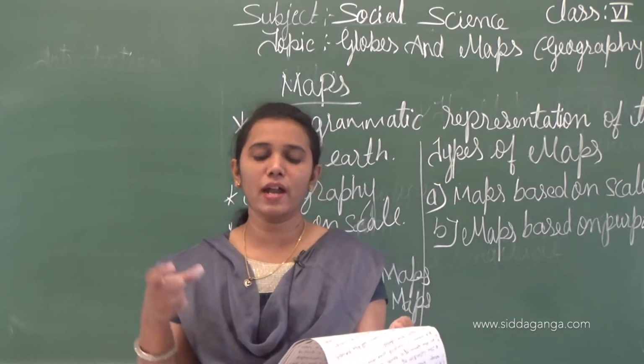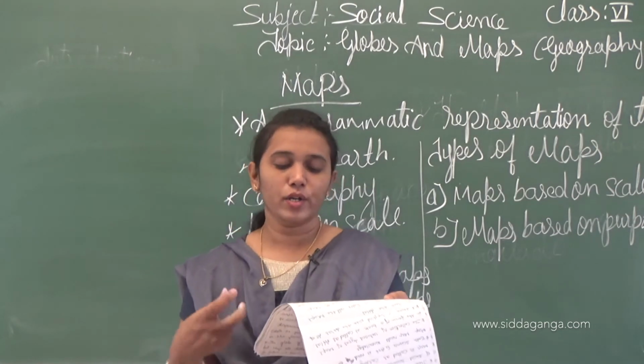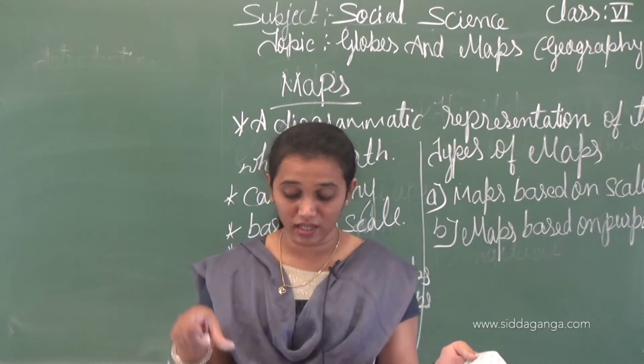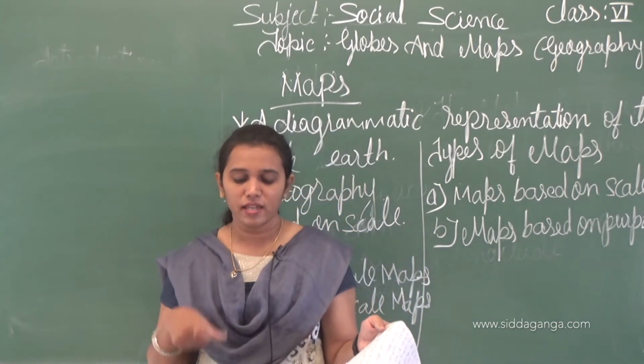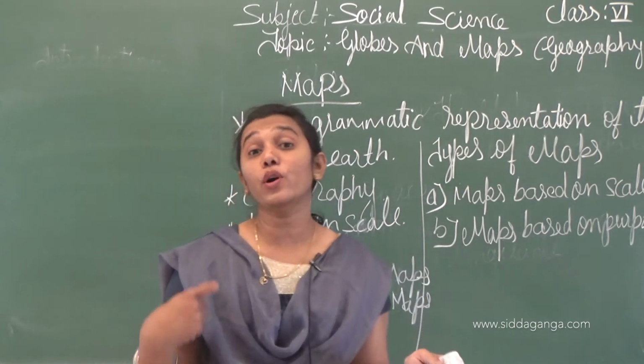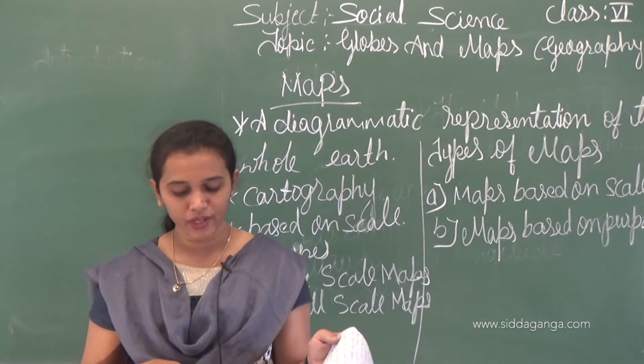Large scale maps are divided into cadastral maps and topographical maps. These maps represent small areas. Cadastral maps show individual property. Understood?